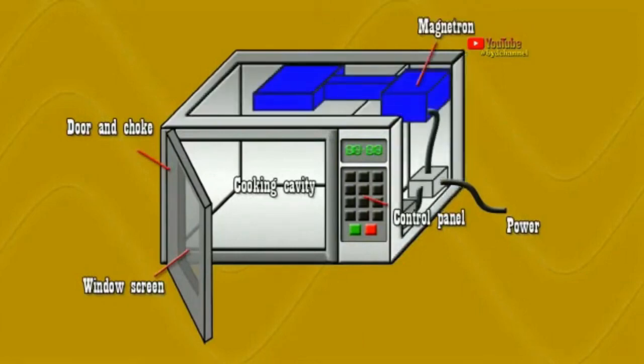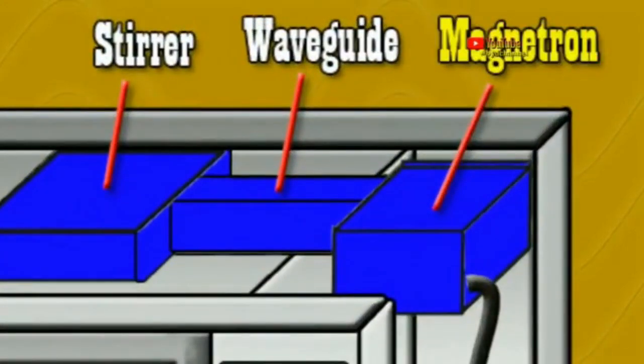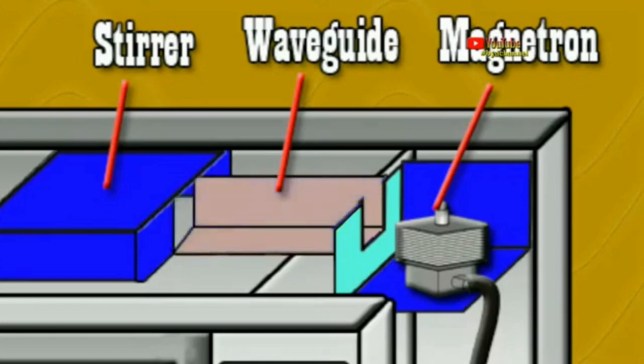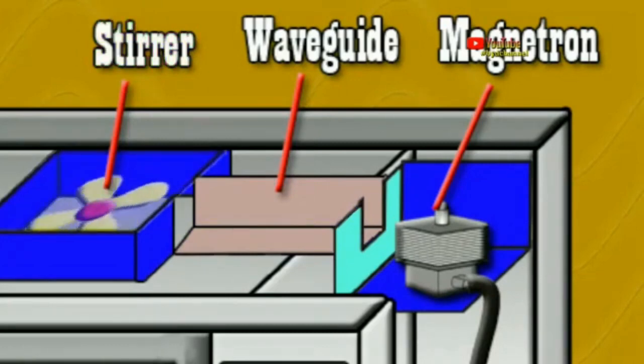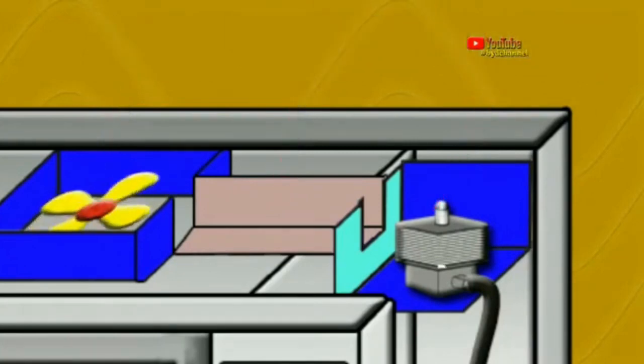First, magnetron. Second, waveguide. Third, microwave stirrer. One, the magnetron is the core of the microwave. This component is responsible for converting electrical energy into microwave radiation. Two, the waveguide is a component designed to direct microwaves. The microwave waveguide is made from conductor material. Three, the microwave stirrer. This propeller-shaped component functions to spread microwaves in the oven.